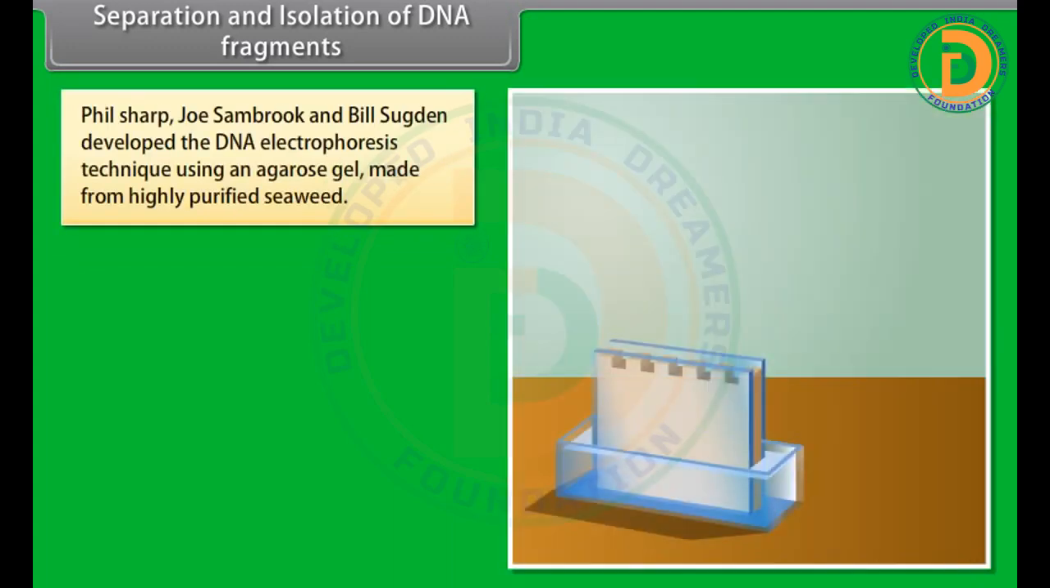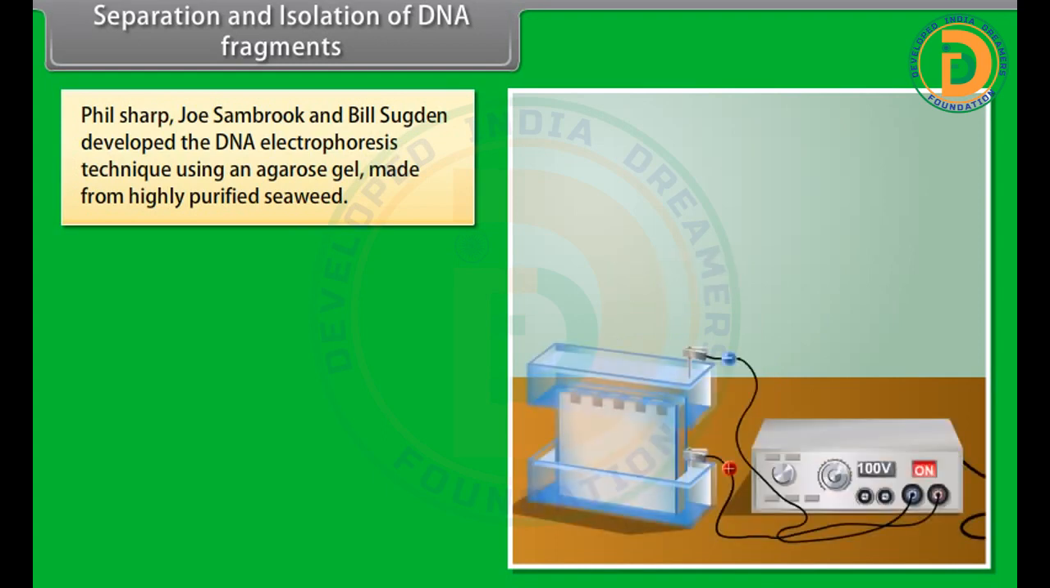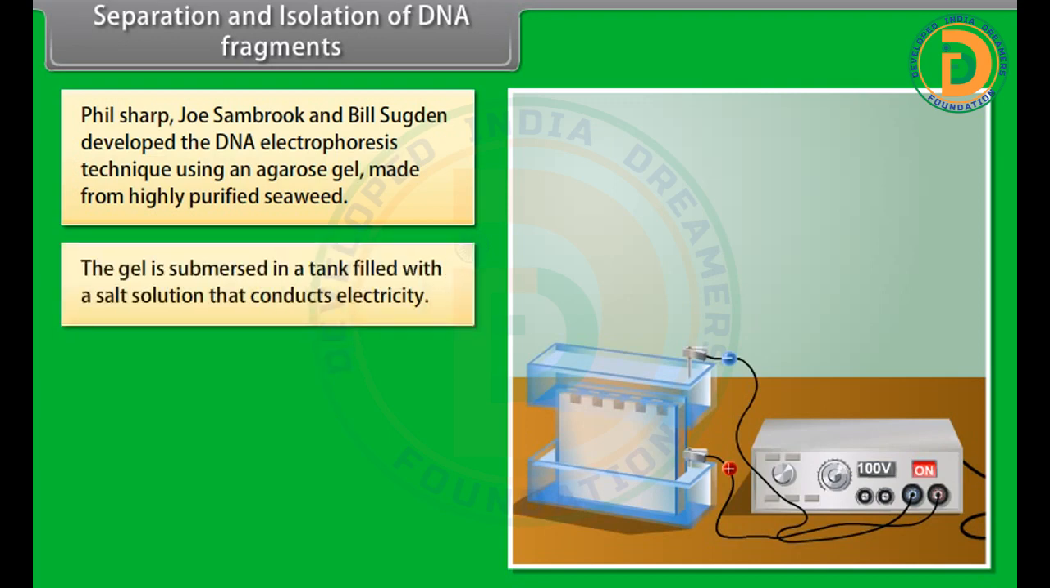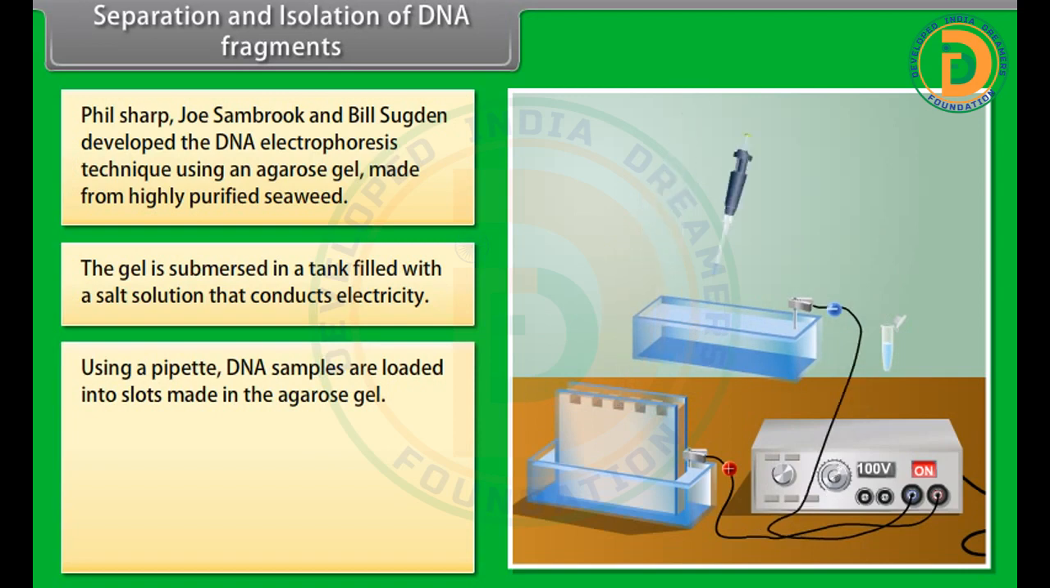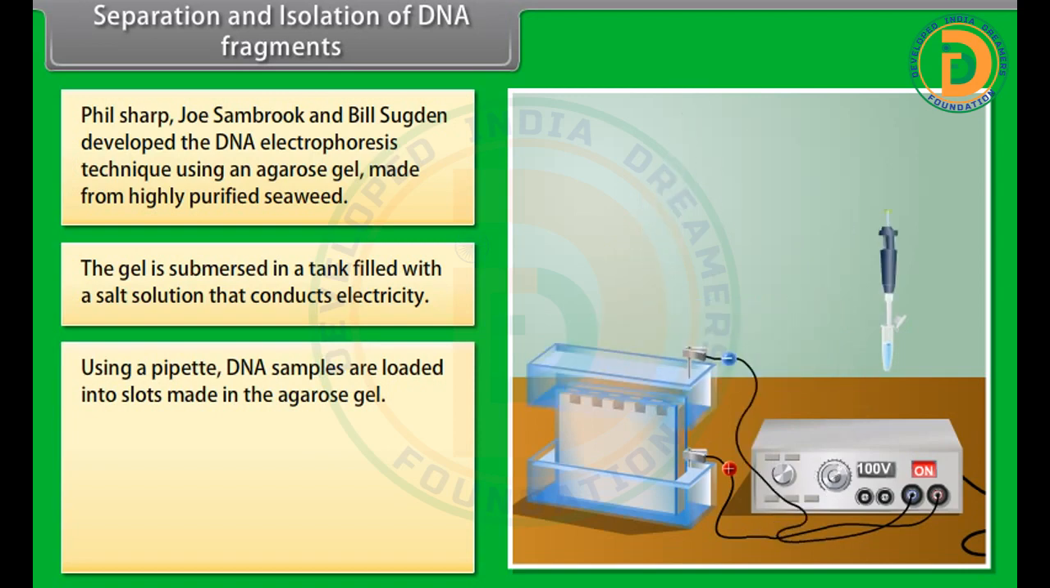Phil Sharp, Joe Sambrook, and Bill Sugden developed the DNA electrophoresis technique using an agarose gel made from highly purified seaweed. The gel is submerged in a tank filled with a salt solution that conducts electricity. Using a pipette, DNA samples are loaded into slots made in the agarose gel.